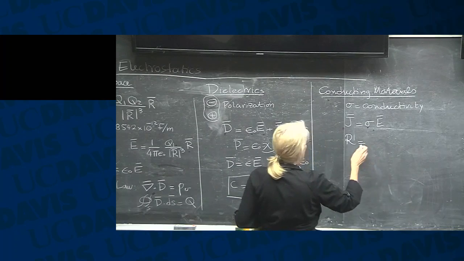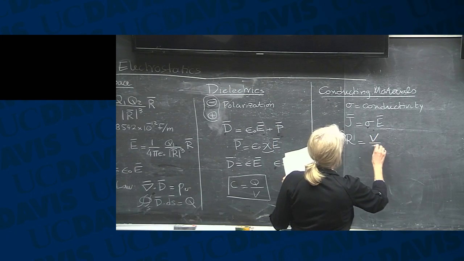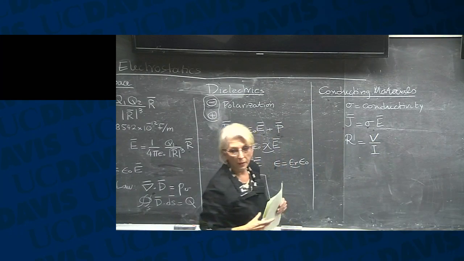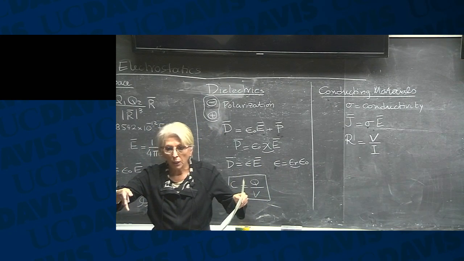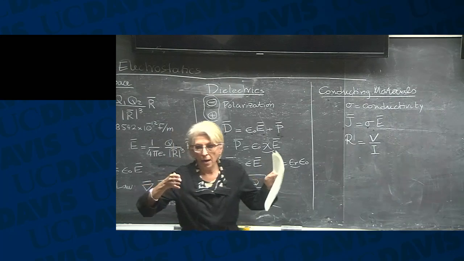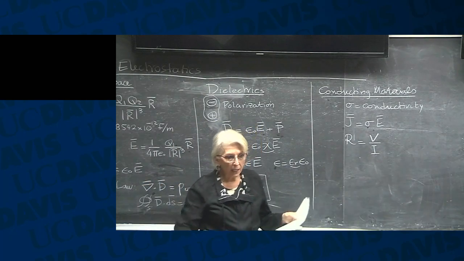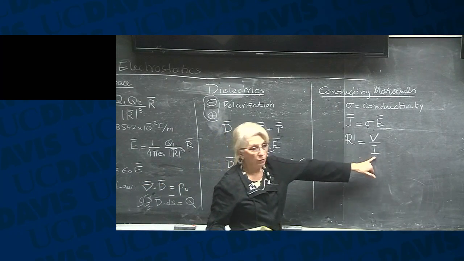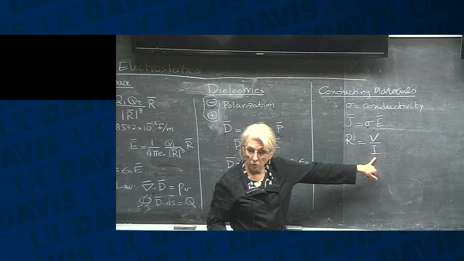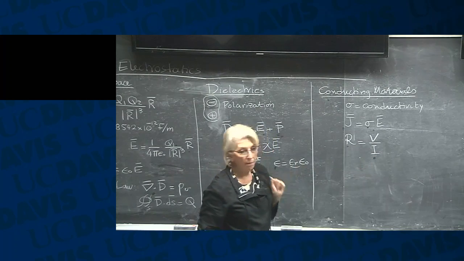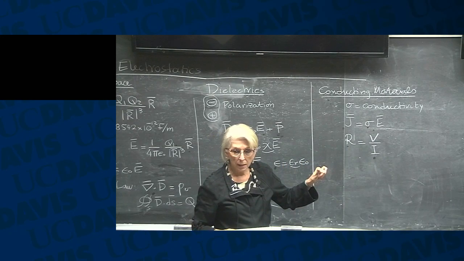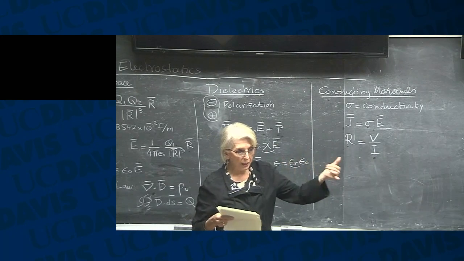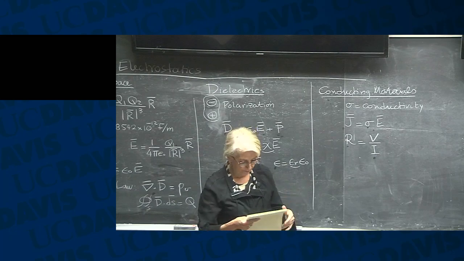We defined the resistor as the ratio V over I. If you have a bulk material between two metallic plates, and the voltage across those plates is V, then if you find the total current that flows because of conductivity, you have a new parameter called resistivity, and the structure that has that is called the resistor.